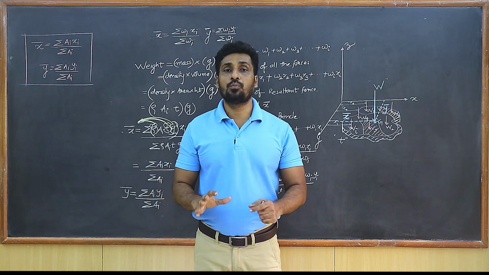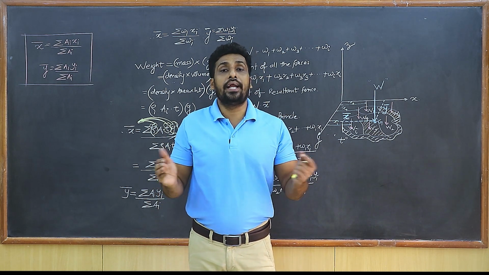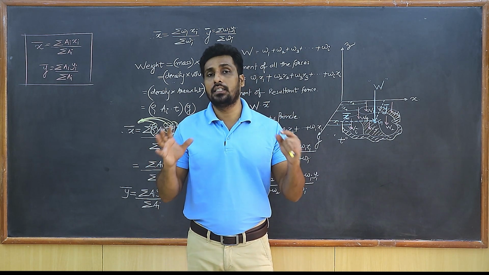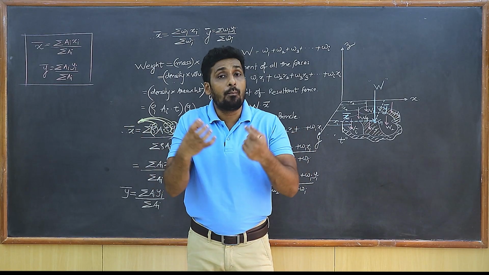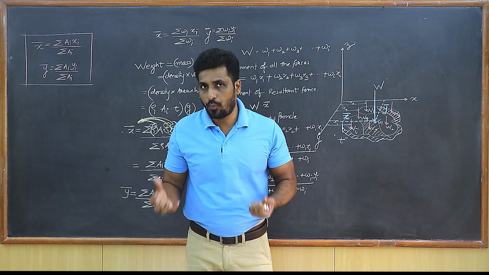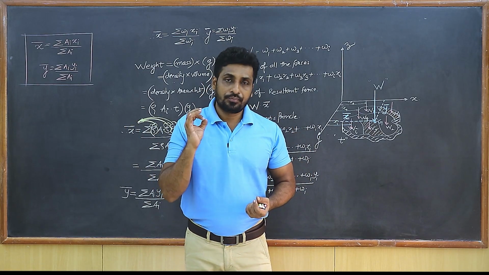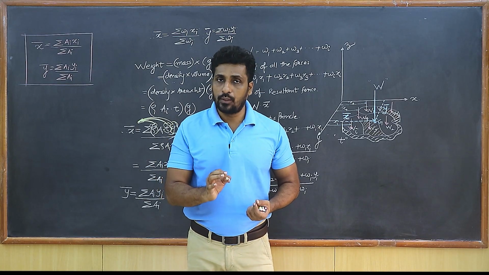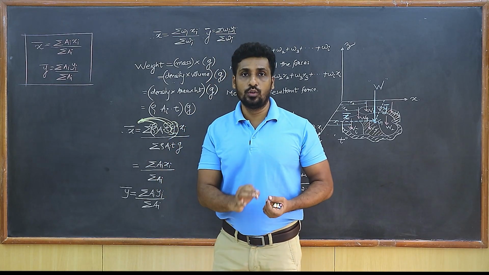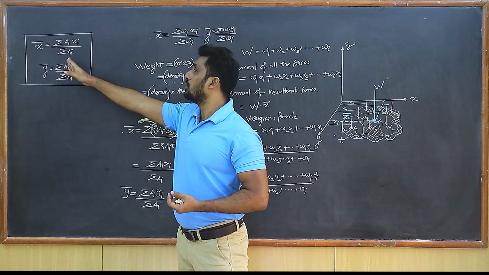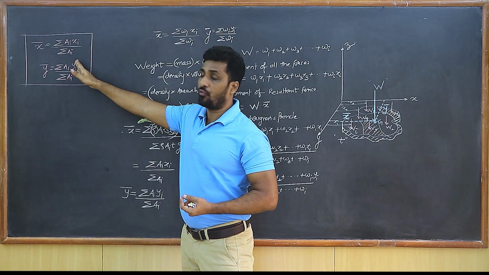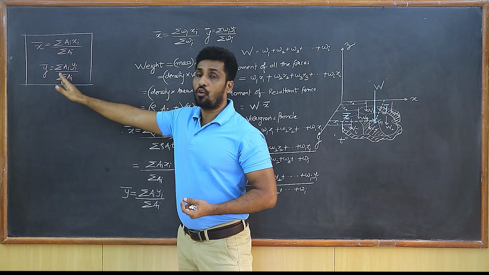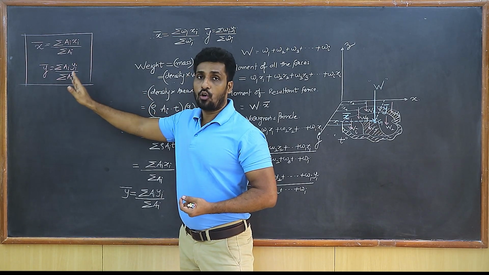So if you have a composite body, that means it is nothing but what? It is made out of different standard shapes. You take standard shapes, you combine them, you will get a composite body. So if I want to find the centroid of a composite body, then the formula that I'll be using is X bar is equal to summation of Ai Xi upon summation of Ai, and Y bar is going to be summation of Ai Yi upon summation of Ai.